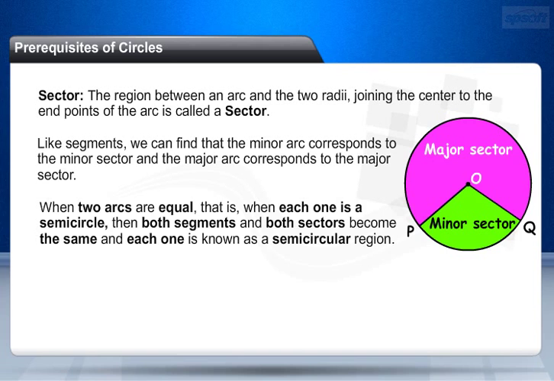Sector: the region between an arc and the 2 radii, joining the center to the endpoints of the arc, is called a sector. Like segments, we can find that the minor arc corresponds to the minor sector, and the major arc corresponds to the major sector. When 2 arcs are equal, that is, when each one is a semicircle, then both segments and both sectors become the same, and each one is known as a semicircular region.